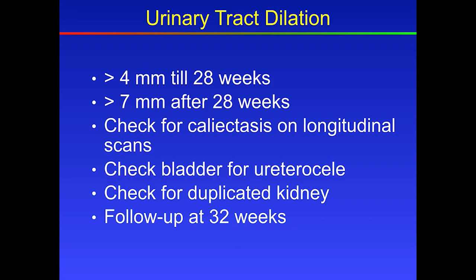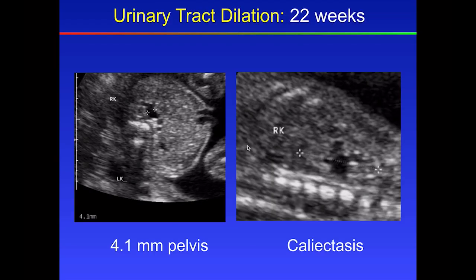Now, greater than 4 millimeters till 24 weeks, 7 at 28, and we check for that caliectasis in a longitudinal scan. We look at the bladder to try to find ureteroceles or posterior urethral valves. We check for duplicated kidney, and then we recommend a follow-up at 32 weeks. This was a patient that came in and just had minimal dilation, 4.1, at her anatomy scan at 22 weeks, and on her longitudinal, just had a tiny bit of calyceal dilation in the upper and lower poles.